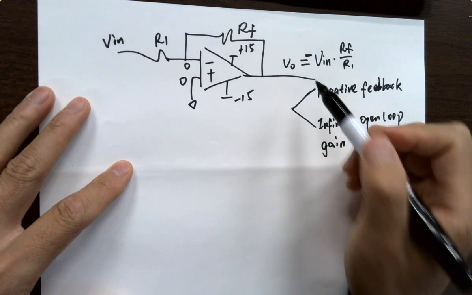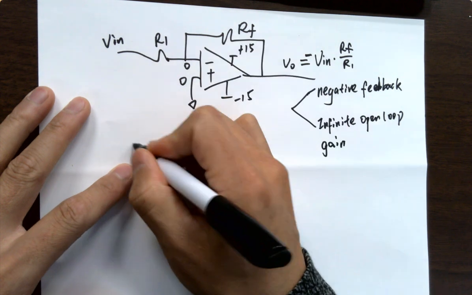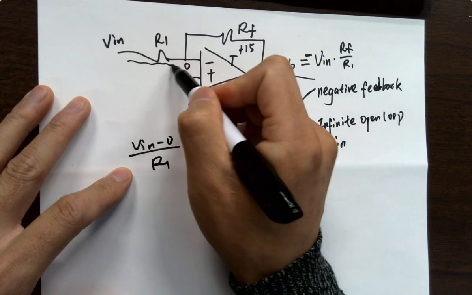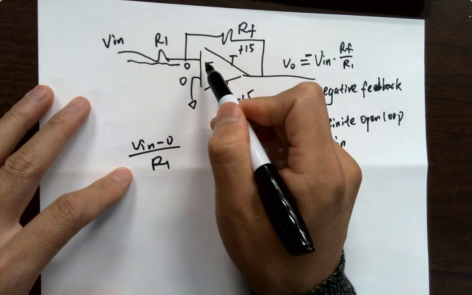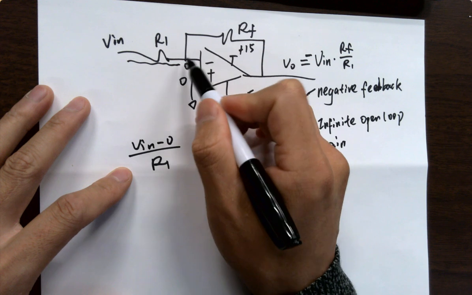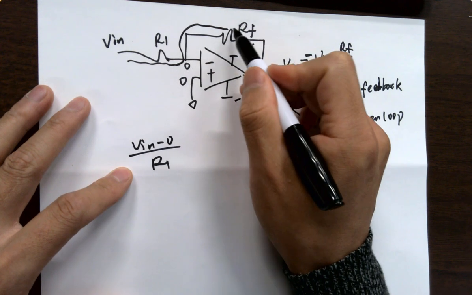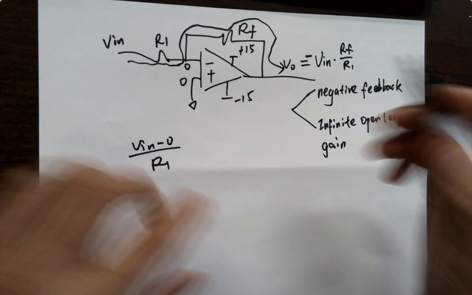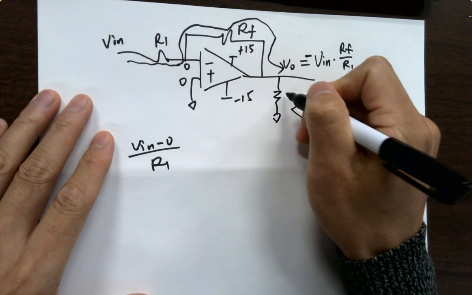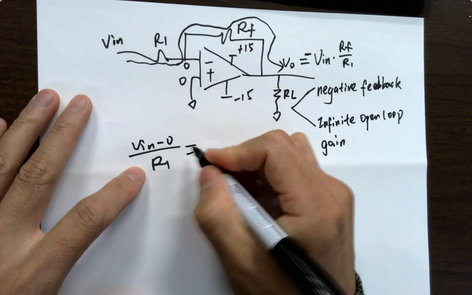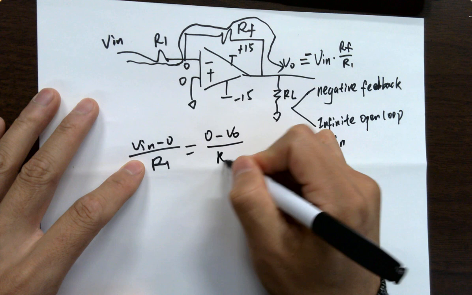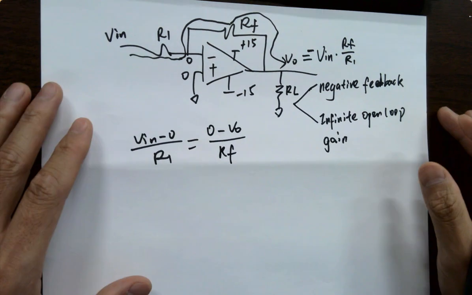How did I derive this? I'm going to repeat it. So 0, 0, V in minus 0 over R1 is a current flowing here. Because it's a super high input impedance, it's not getting current inside, so it's going outside and through the feedback resistor and eventually reach the VL. If you have a load, it's going to go through the load, okay? This is RL. So this V in minus 0 over R1 equals 0 minus VL over RF, right?